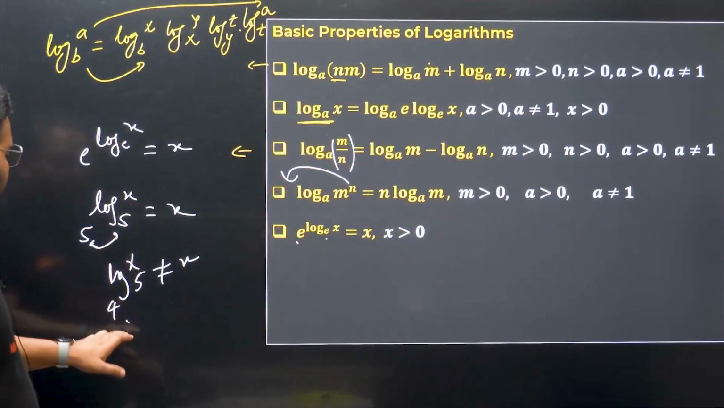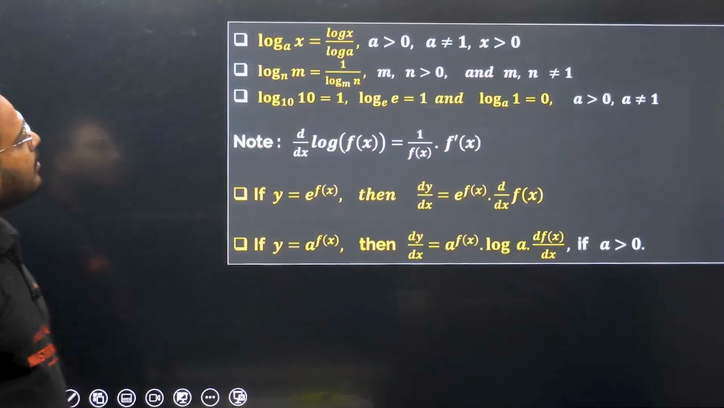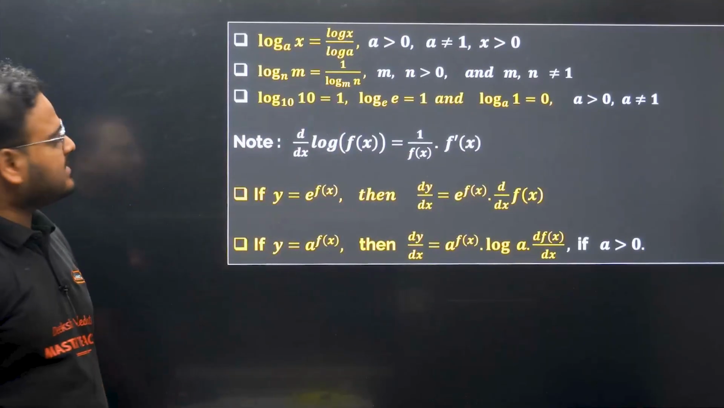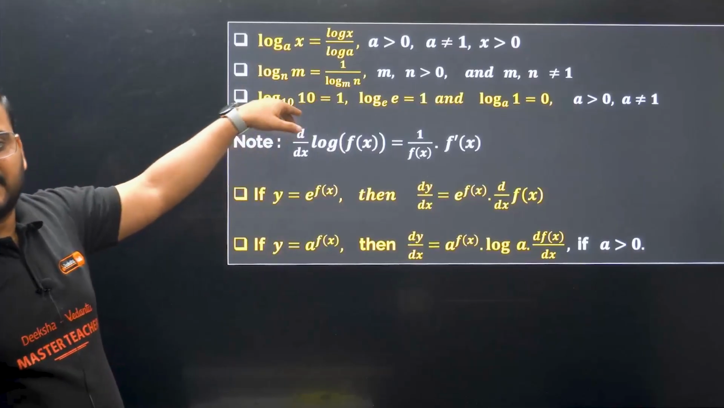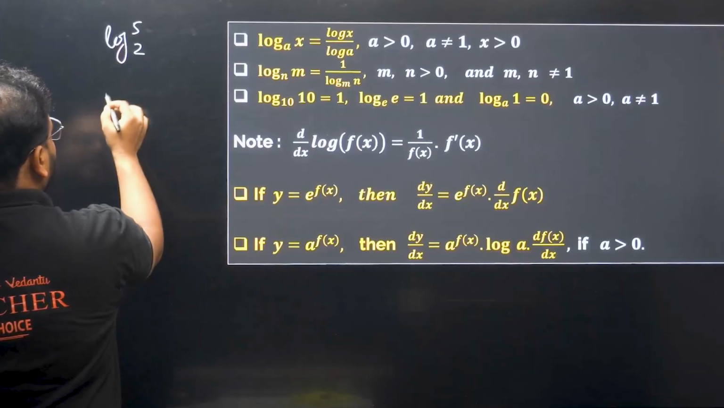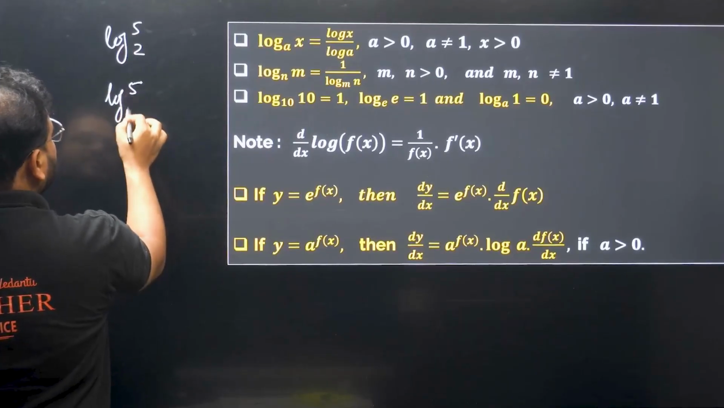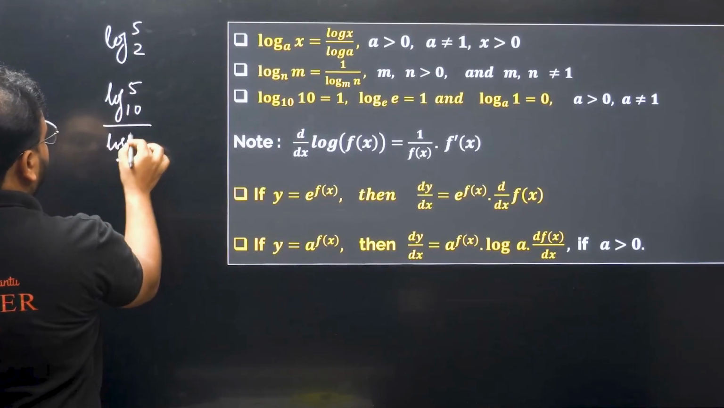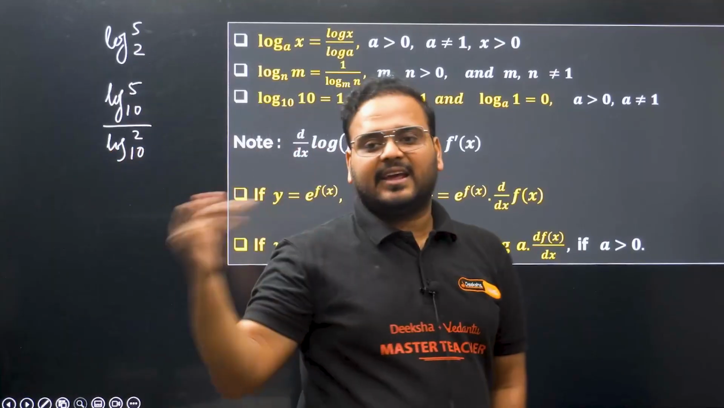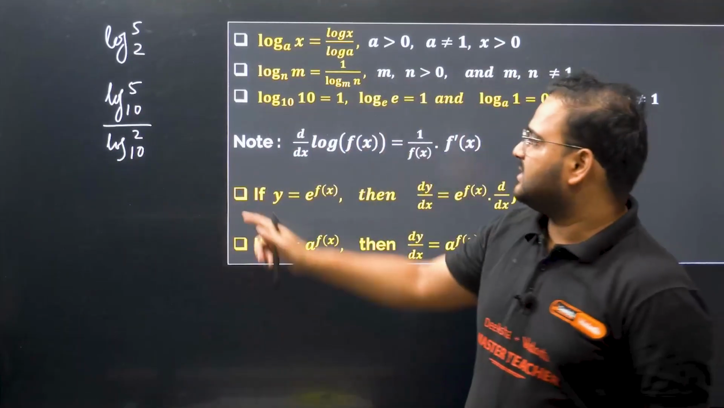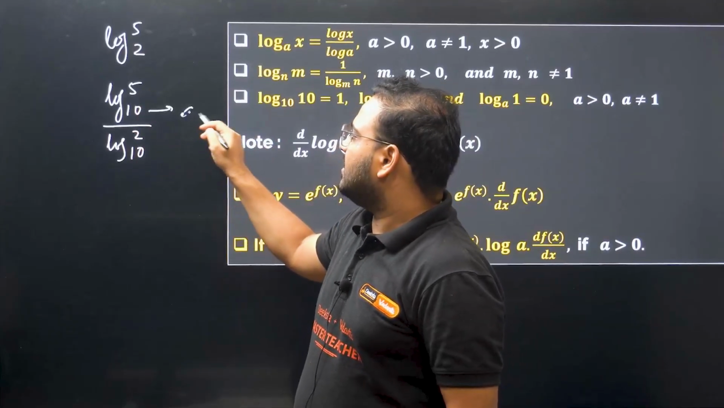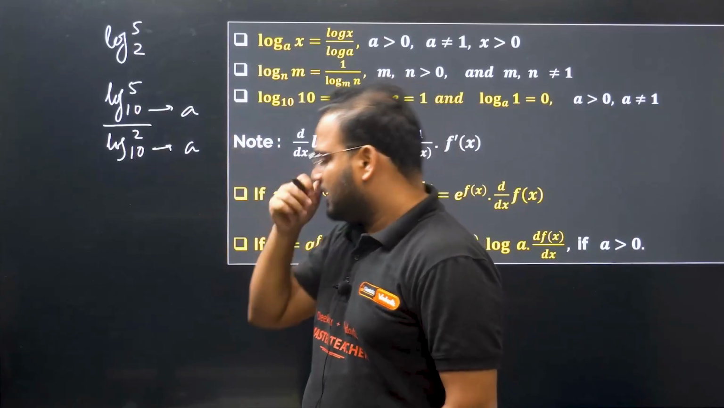Okay, some properties to remember. Next, a few more. You can write log of x with the base a as log x by log a with the same base. What I mean by that: let's say I have log of 5 with the base 2, I can write it as log of 5 with the base 10 divided by log of 2 with the base 10. I don't need to write 10, I can write any base a, but they have to be the same. A over here, a over here. This can be any base a.